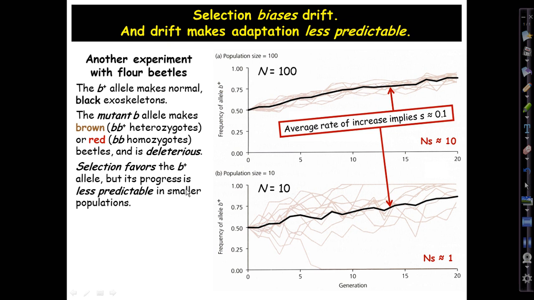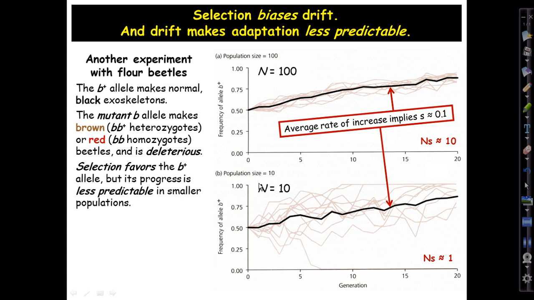Selection therefore favors the B+ allele, but its progress is less predictable in smaller populations. And this phenomenon perfectly illustrates the very general and important trade-off, or battle, between drift and selection. So these two panels from Heron and Freeman show the results of this lovely experiment. The y-axis in both cases is the frequency of the wild type B+ allele, the fully viable one.